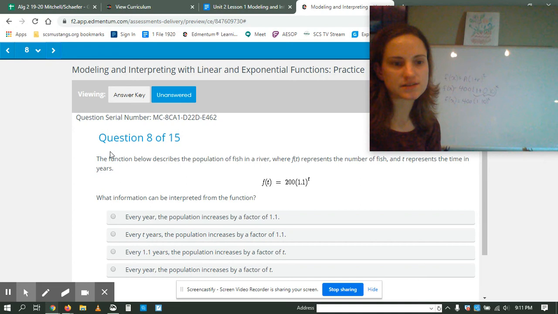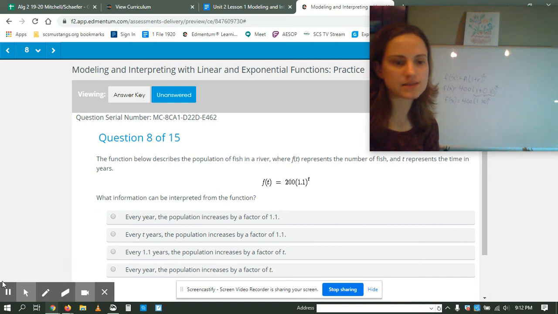Taking a look at 8. The function below describes the population of fish in a river, where f of t represents the number of fish and t represents the time in years. So I've got f of t is equal to 200 times 1.1 to the t power. So what information can be interpreted from this function?